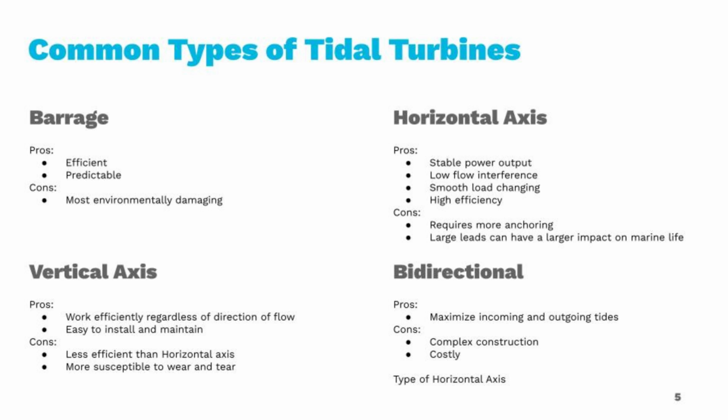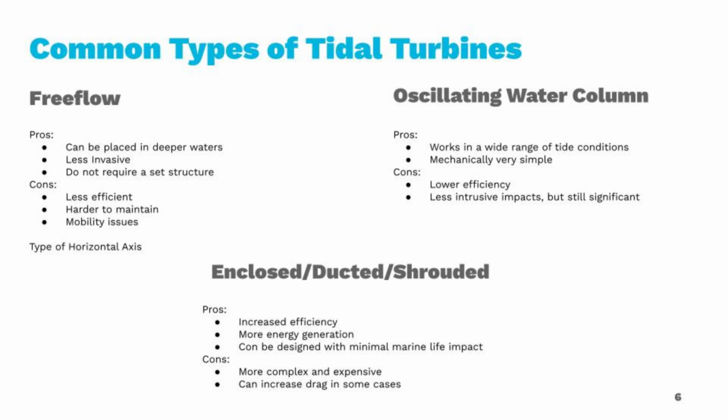Some common types of tide turbines are barrage turbines, horizontal axis turbines, vertical axis turbines, bidirectional turbines, which are a type of horizontal axis turbine, free flow turbines, which is another type of horizontal axis turbine, oscillating water column turbines, enclosed, ducted, and shrouded turbines.